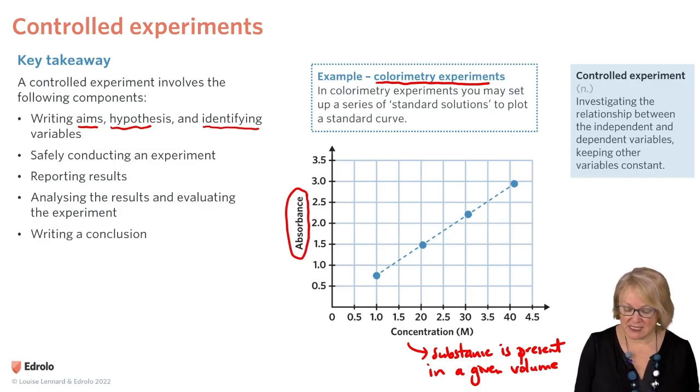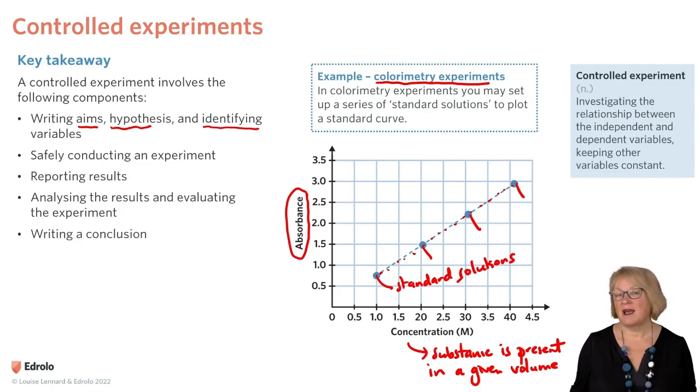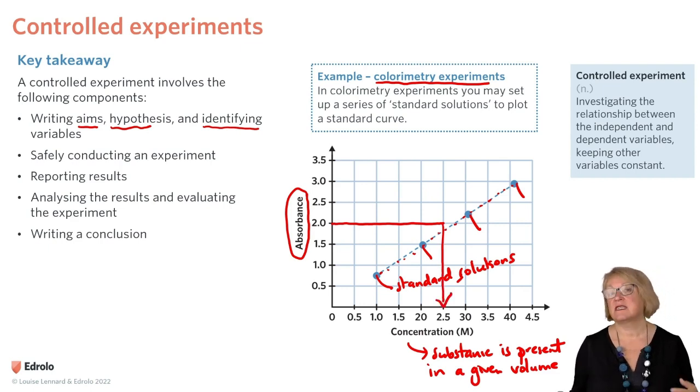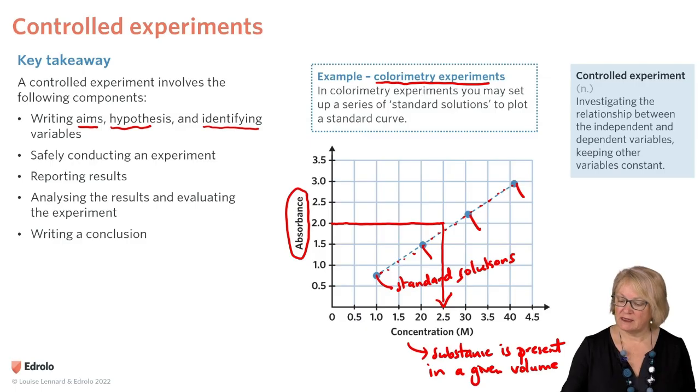And we can see that if we put standards, these are standard solutions, into the colorimeter, we can draw this dotted line between the data points, and then we could put an unknown sample in, as long as it falls between those data points. So it might be the absorbance is 2, and we can come back and say, okay, our sample contained 2.5 molar of substance. So this is an example of a controlled experiment where we look at the relationship between the independent variable and the dependent variable, keeping everything else constant.